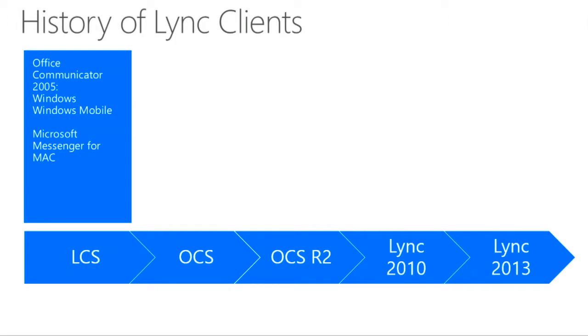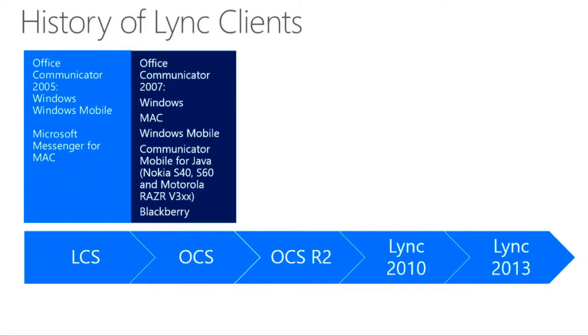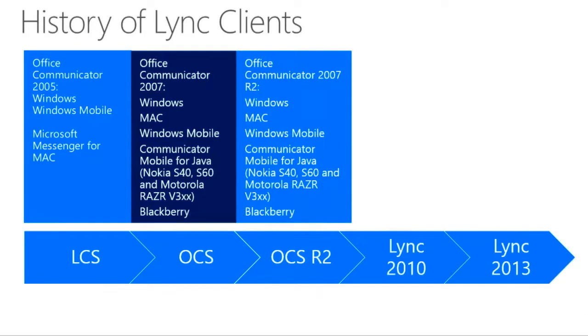Then we had clients with OCS and OCS R2. We had the same set of clients, so we had clients for Windows, Mac, Windows Mobile. We had a very interesting client, Communicator Mobile for Java. It works with some versions of Nokia and Motorola, and we had a client for BlackBerry. Between those two releases, we didn't have any new clients. We just improved functionality.